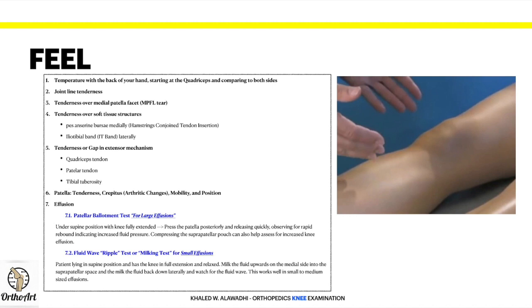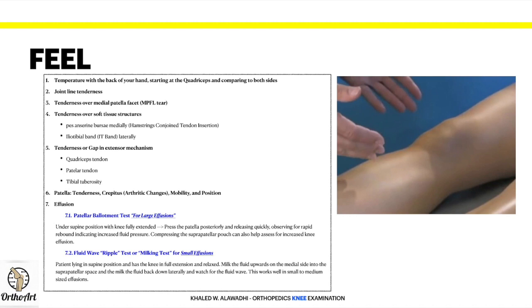indicating increased fluid pressure. When you compress the suprapatellar pouch, ideally you press from the medial side going to the patella to the superior suprapatellar pouch, and then you press for the increased knee effusion. I'll show you in the video.